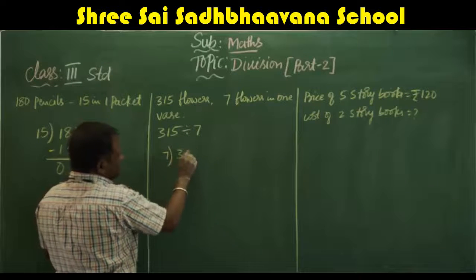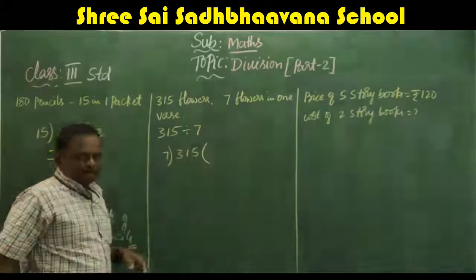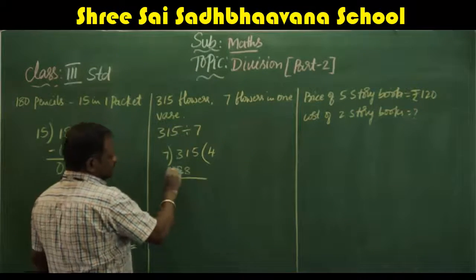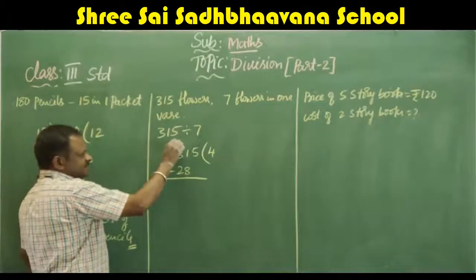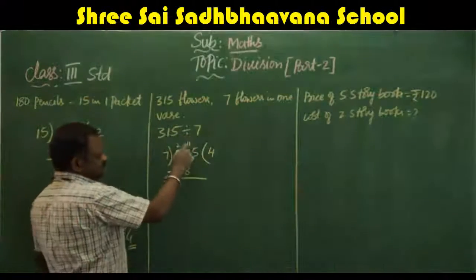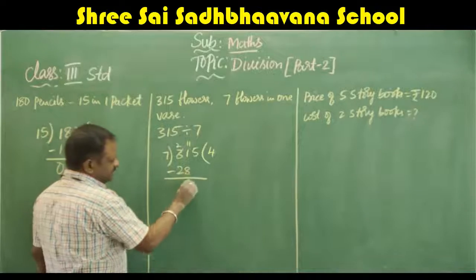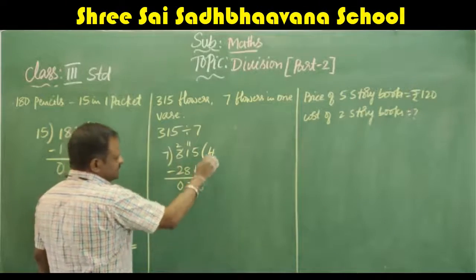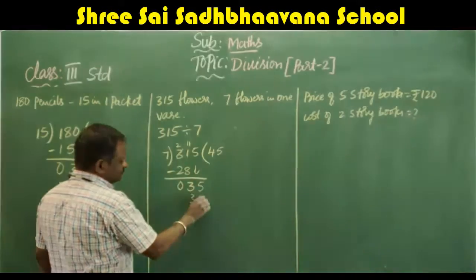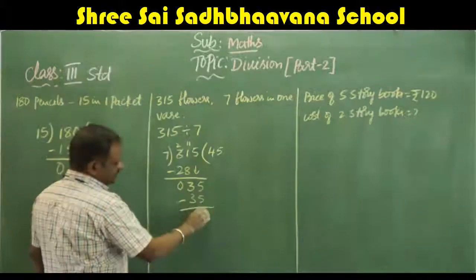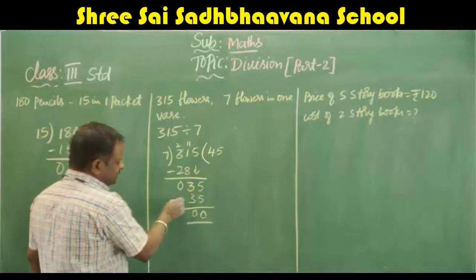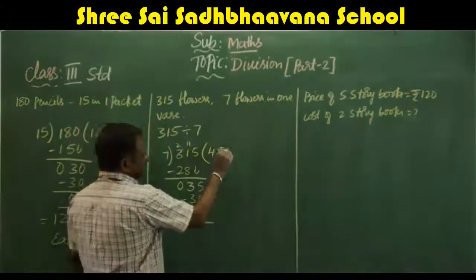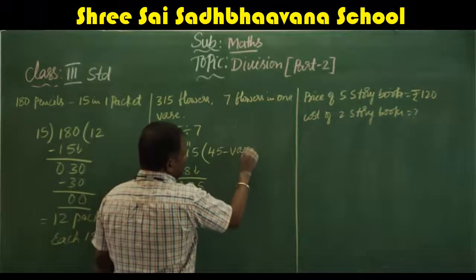From 7 you divide 315. 7 fours are 28. Subtract, 11. You take carry. This becomes 2. This becomes 11. 11 minus 8, 3. 2 minus 2, 0. Take down 5. 7 5s are 35. So subtract 5 minus 5, 0. 3 minus 3, 0. So you will get, you need 45 vases.